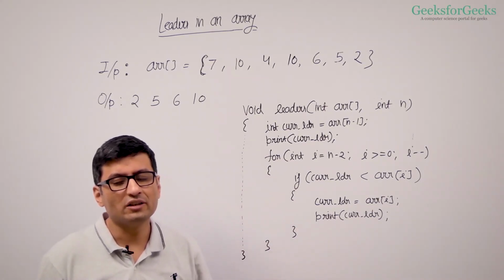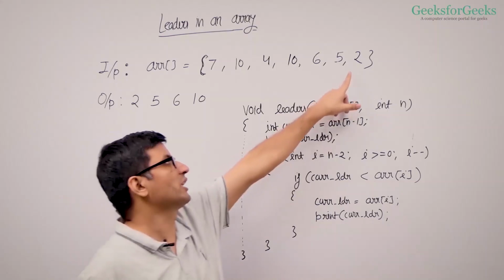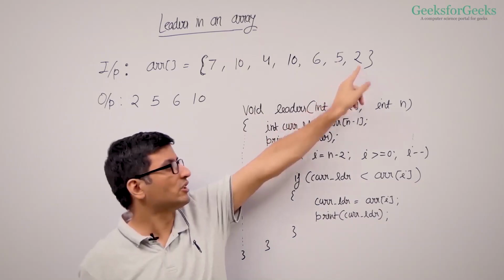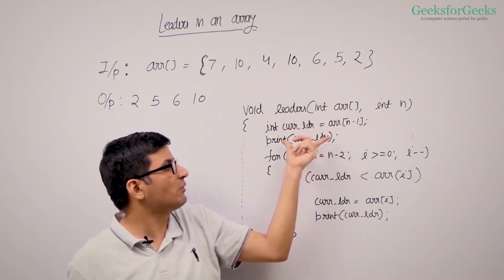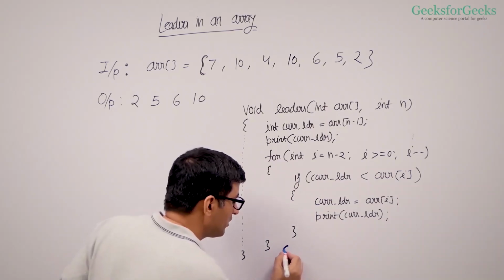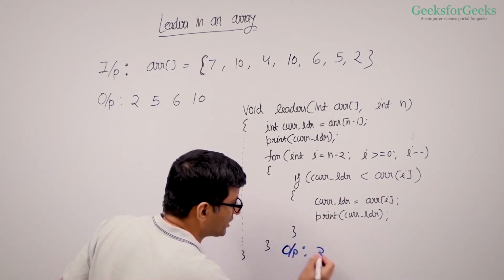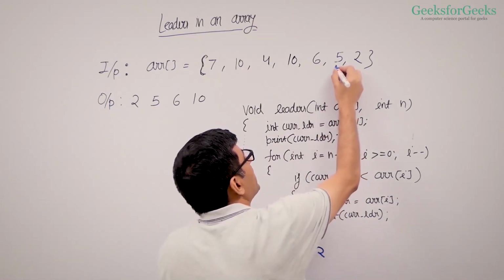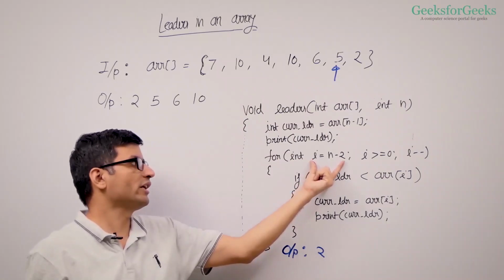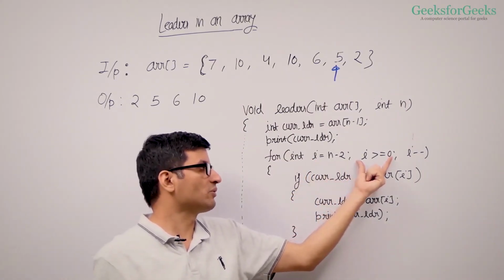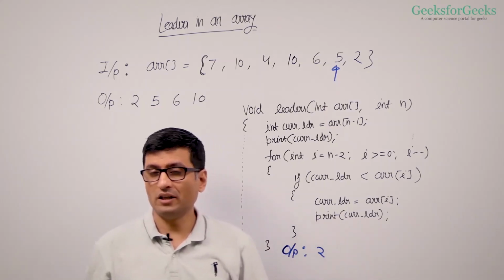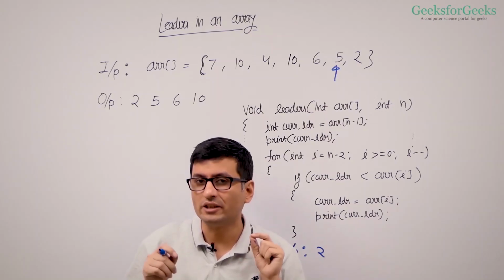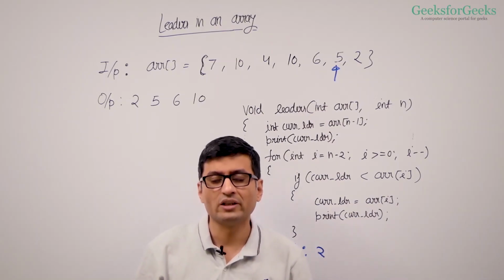So the great idea in this solution is to traverse from the right side. We know that the last element is always a leader. So we initialize the last element as leader and we print it. So we print the last leader as the first thing on the screen. Now what we do is we start traversing from the second last element. We run a loop for int I equal to n minus 2, I greater than or equal to 0, I minus minus.